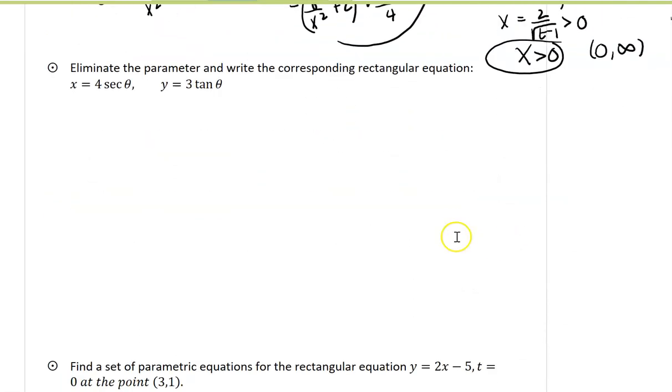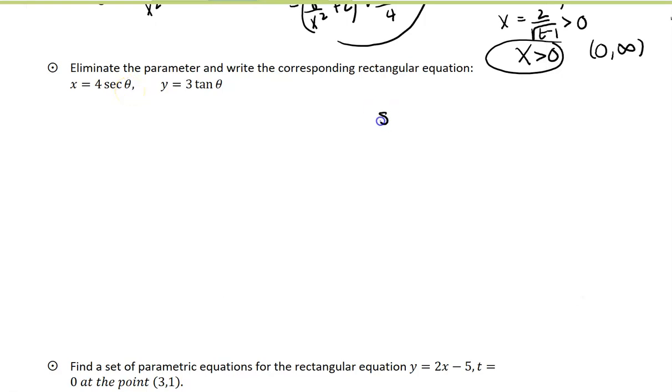Another type of scenario that you might see is one where you have trigonometric functions. So for example, x equals 4 secant theta and y equals 3 tangent theta. In this case, the parameter is the theta here. So when you have a situation like this, you want to use a Pythagorean identity to your advantage.